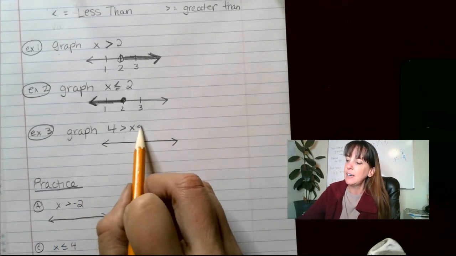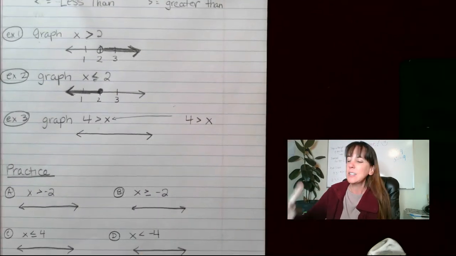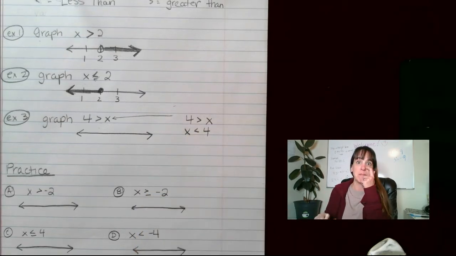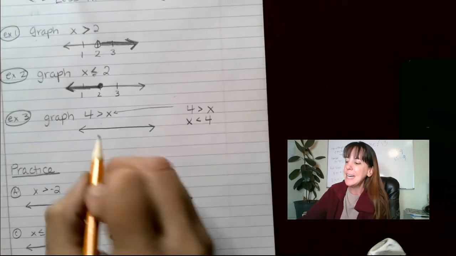Now, this is an example that is not written correctly. Let me write this over here. 4 is greater than x. You need to rewrite it correctly. X is less than 4. Notice when I rewrite it, I'm flipping that sign. It's still opening to the 4 on both sides. Now you can graph it.